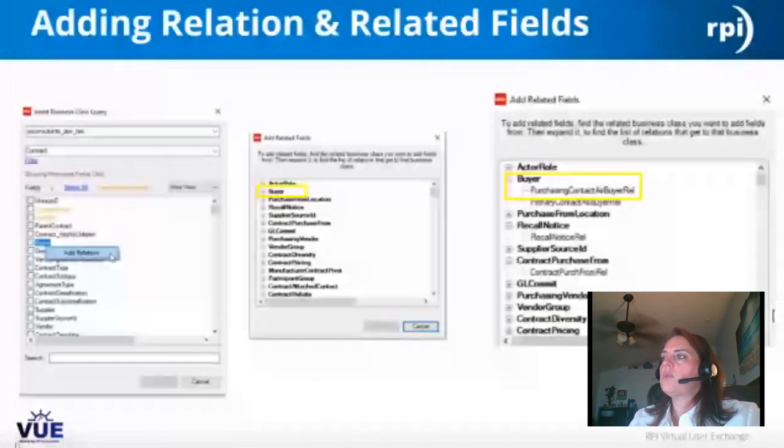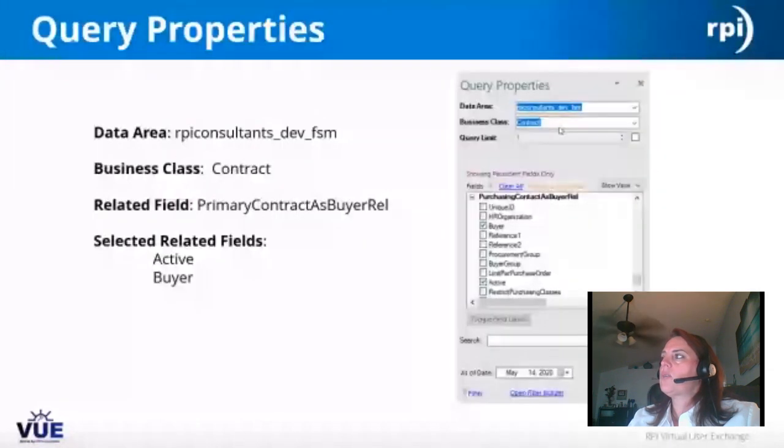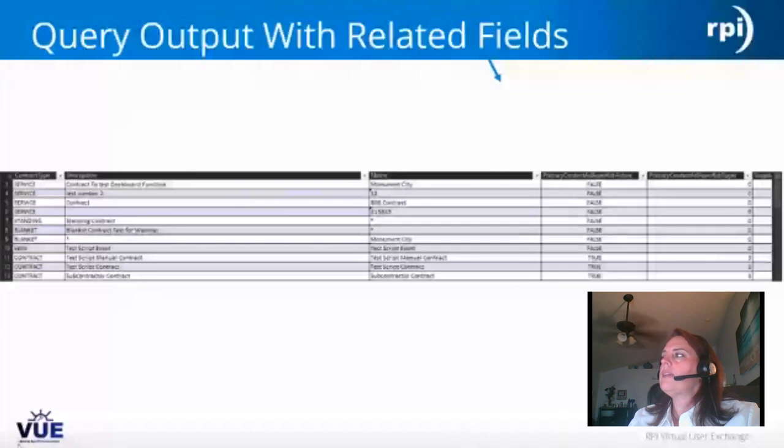And we run our query. We can see our data area, our business class, our query limit. If I don't check the box, I'm going to get a lot of information if it's there, but then under my purchasing contact as buyer relations, I can select what fields I want to bring in as a related field. Then I'll run my query and the information populates into our spreadsheet.